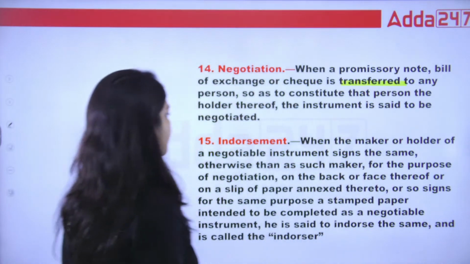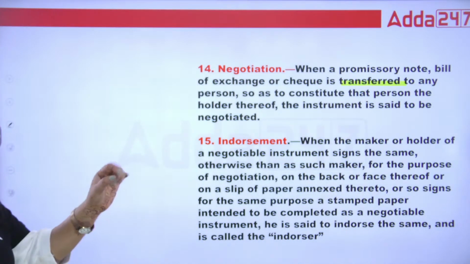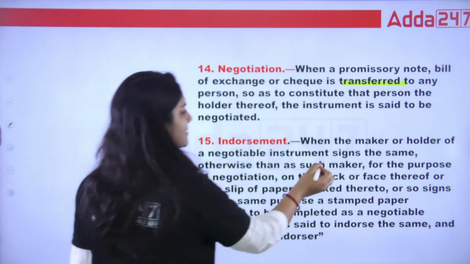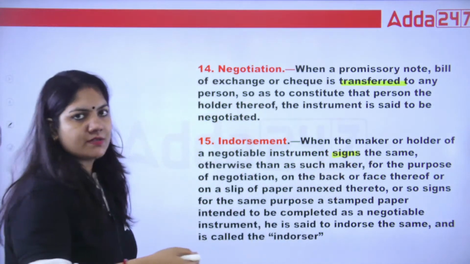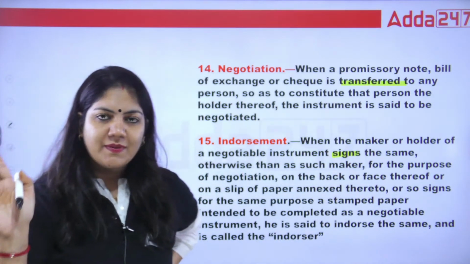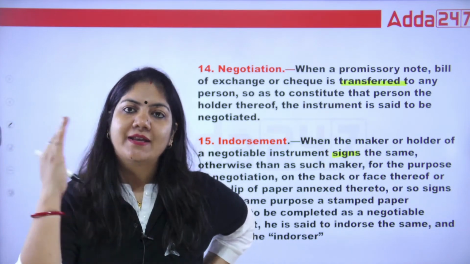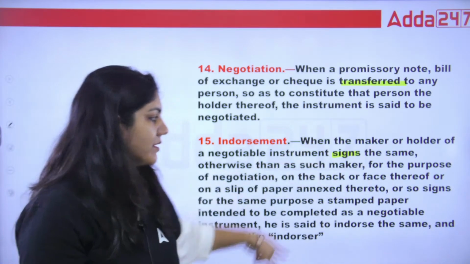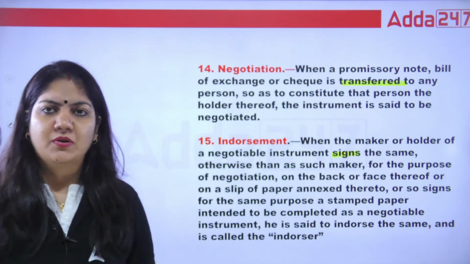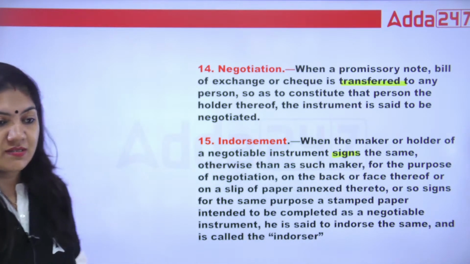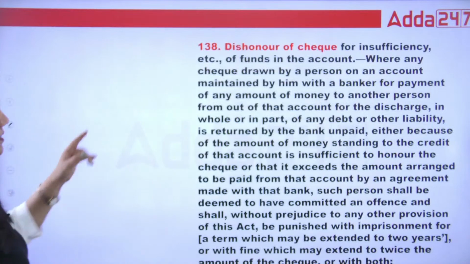This is called negotiation. What is endorsement? Sign. Endorsement means sign at the foot of the instrument, or if the place is not there, then we can sign on the back side of the instrument. That is called endorsement. A one word to remember. No need to mug up these things. No need.